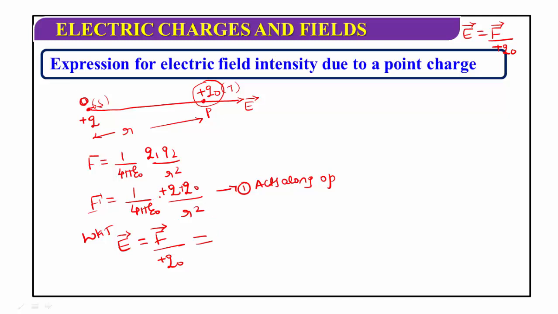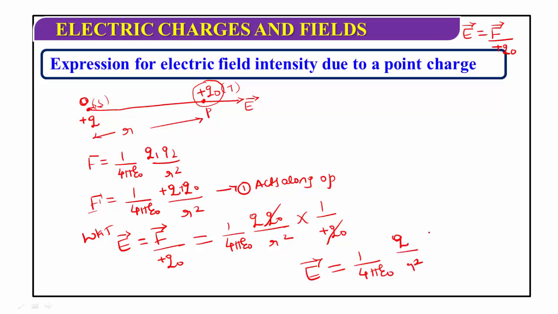Substitute these two values here. Here this is the force F equal to 1 divided by 4 pi epsilon naught, plus Q into plus Q0 divided by r square. Substitute the F value, divided by the value Q0, which is also plus Q0. This Q0 and Q0 cancel each other. Now we get the expression for electric intensity due to the point charge: E is equal to 1 by 4 pi epsilon naught Q divided by r square, which is the expression for electric field at a point due to a point charge in a vacuum or air, the expression for electric field intensity due to a point charge.